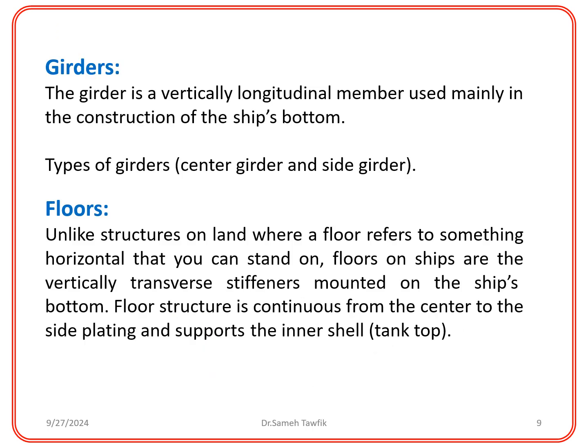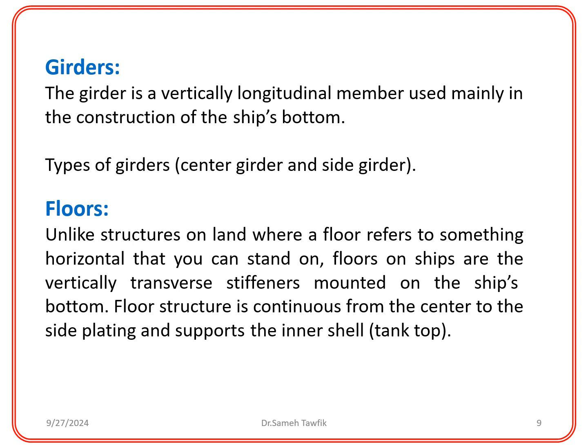Now that we've discussed stiffeners, let's move on to two other important structural elements, girders and floors. Girders are vertical, longitudinal members that run along the length of the ship's bottom. They're like the backbone of the ship, providing essential support. There are two main types of girders. Center girder. This runs along the center line of the ship. Side girders. These run along the sides of the ship's bottom.